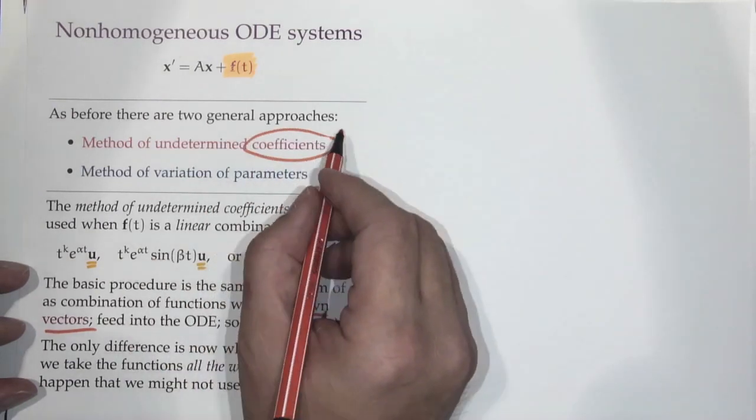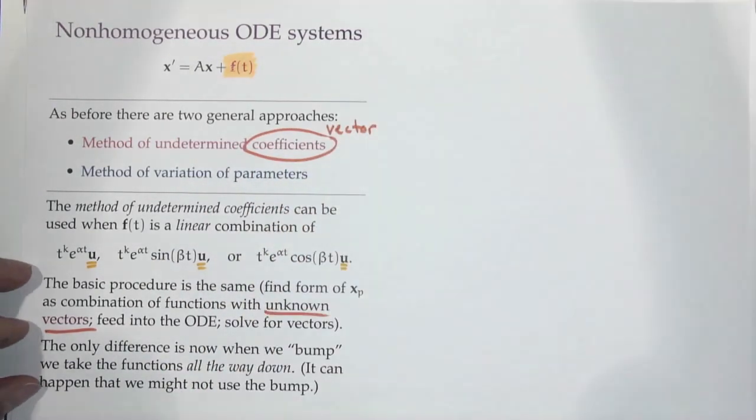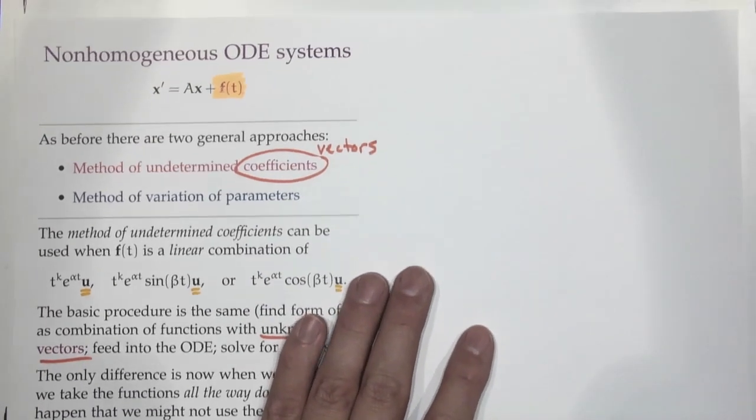So lo and behold, the big change is that the method of undetermined coefficients becomes the method of undetermined vectors. That's what our answer has to look like. We feed that into the differential equation, and we get a big system of equations, the same thing as before, and we solve for the vectors. And then life is good. So that's the idea. No big surprises. So let's start with some examples. Any questions before we get too far? I think the examples will help. All right.